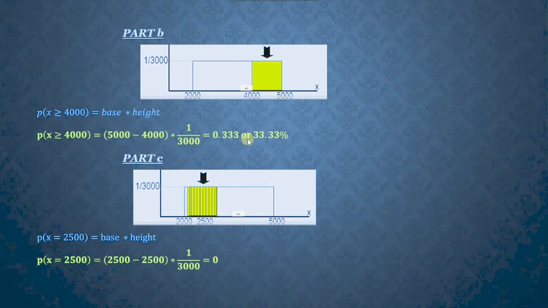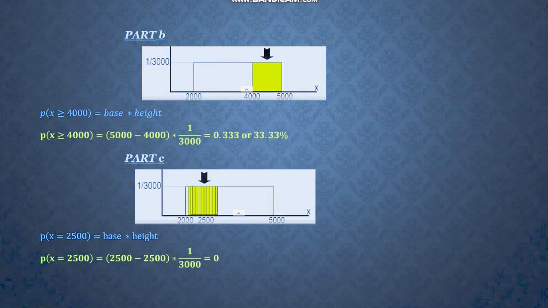Part C, we have to find the probability exactly at 2500. Here the base is 2500 minus 2500, because we have to find the probability at a single point. So the base is 0, multiplying 1 upon 3000, resulting in 0 probability. So the probability exactly at 2500 is 0.